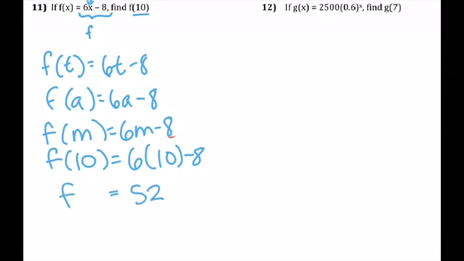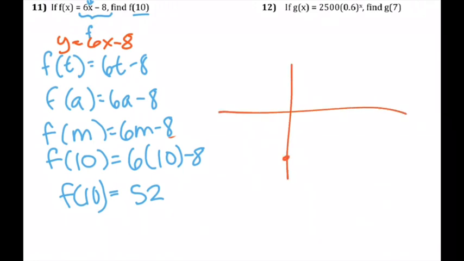52. So that's what f of 10 is. And that's all wonderful and everything, but what in the world does that even mean? So let's go back to what it said. It said basically y is equal to 6x minus 8, and you all know that that's a line, and you all could graph that as a line, right? So if I graphed it, y-intercept negative 8, slope is positive 6, it's going to be like that.